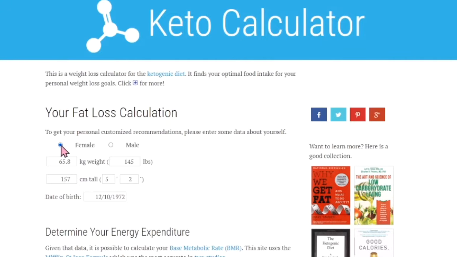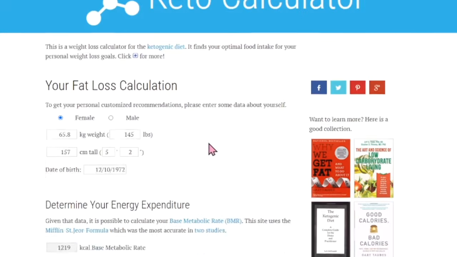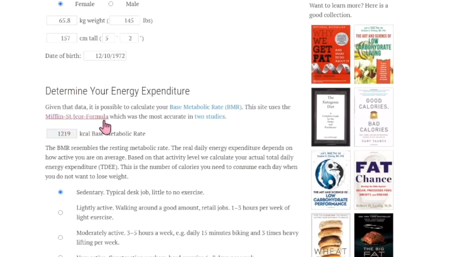So I am a female, I weigh 145 pounds, and I am 5'2". It also asks for my date of birth so it can get my age. And then down here, it's going to tell me what my base metabolic rate is. The base metabolic rate resembles the resting metabolic rate. So that's if you were just laying down all day, that's how many calories you would need just to keep living. From there, they add in some additional calories based on how much energy you're actually expending over just laying down all day.